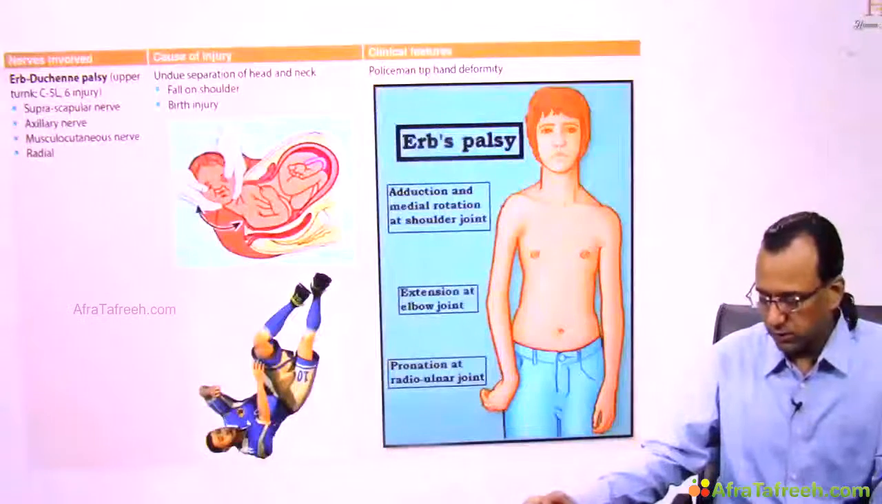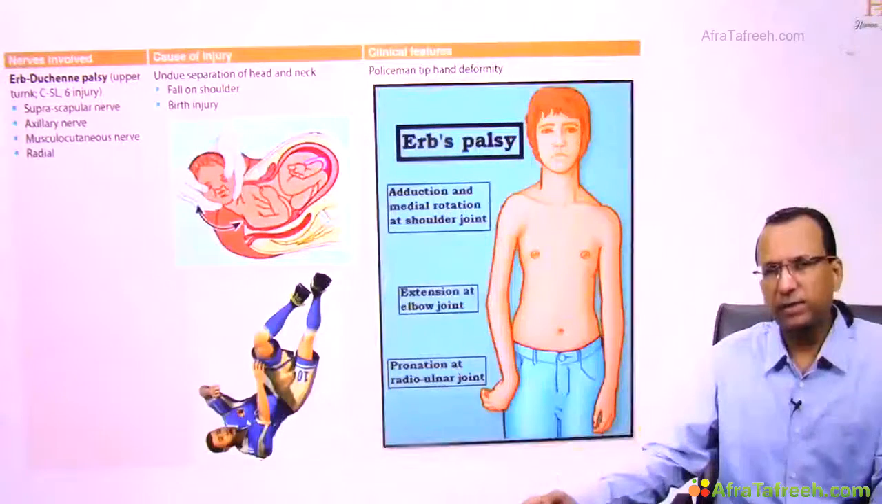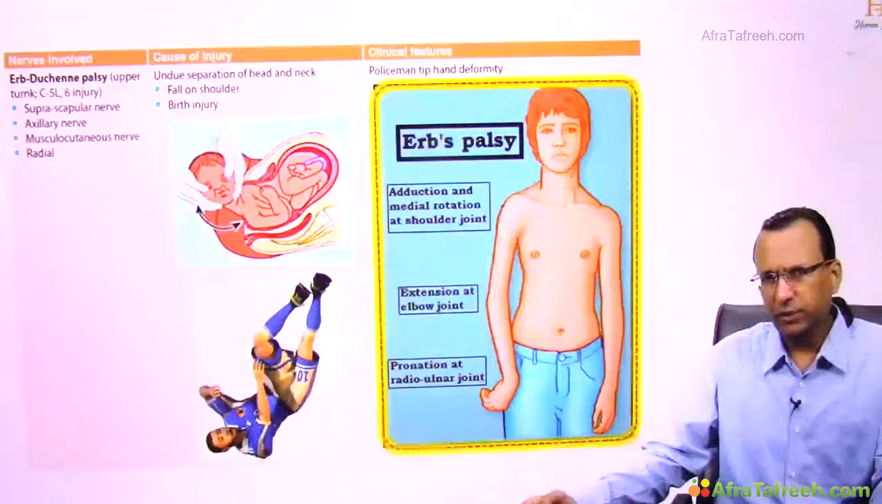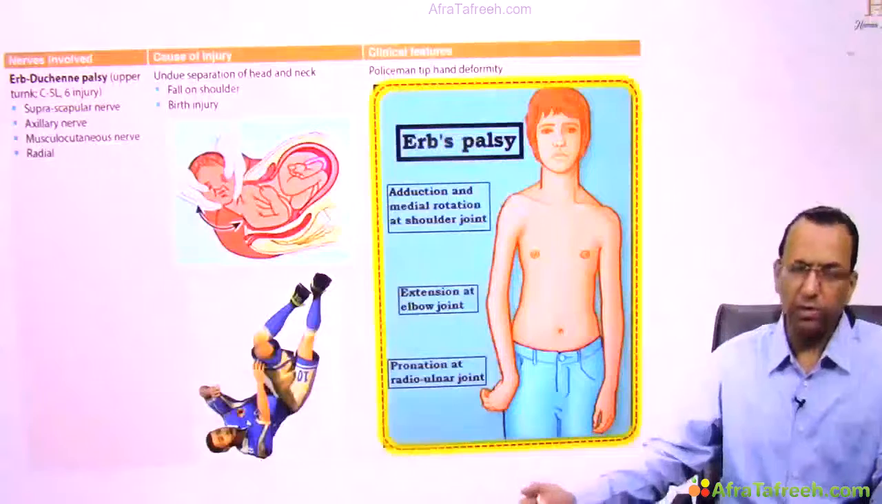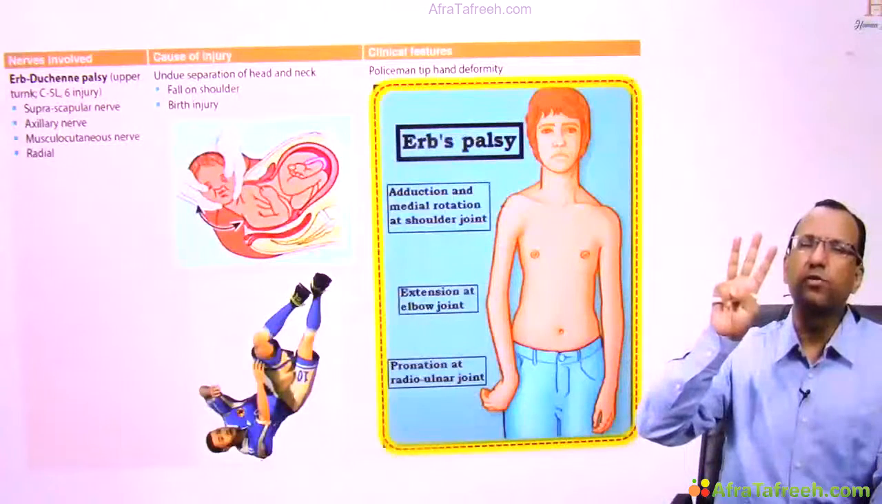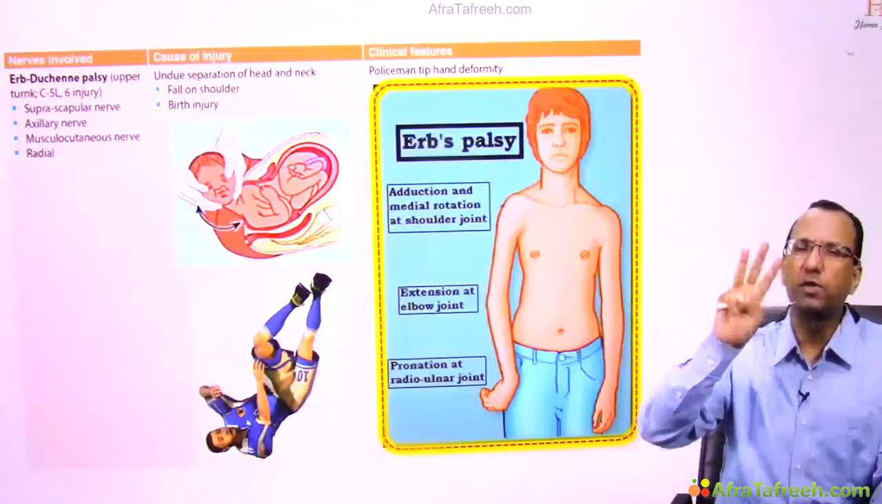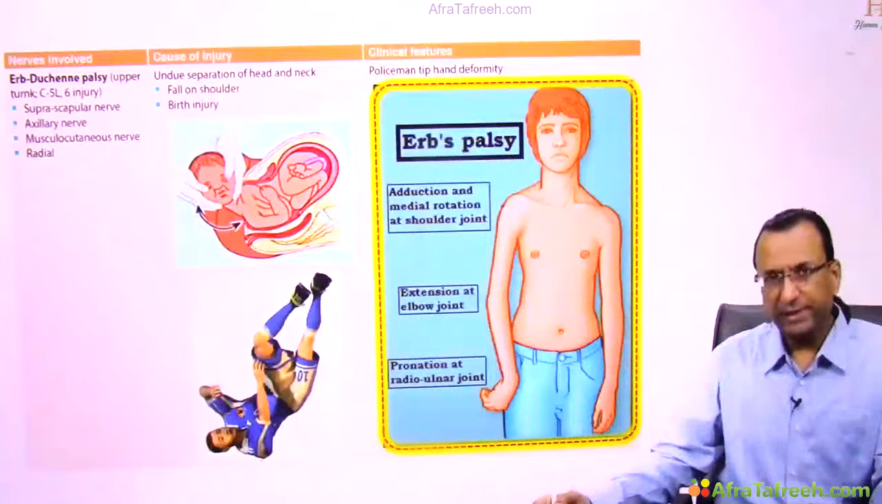What is the deformity in Erb's palsy? It is the policeman tip hand deformity. Can we discuss this policeman tip hand deformity now? Yes, you have to discuss it. It is a problem at least at 3 joints, and more. We have to discuss the 3 joints now, so let us do it.